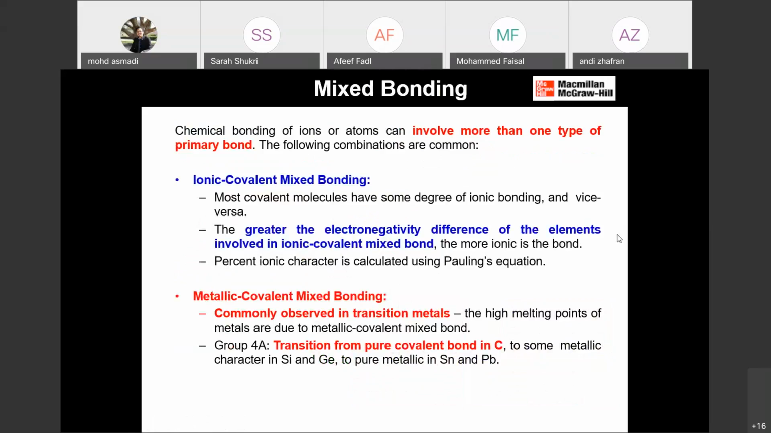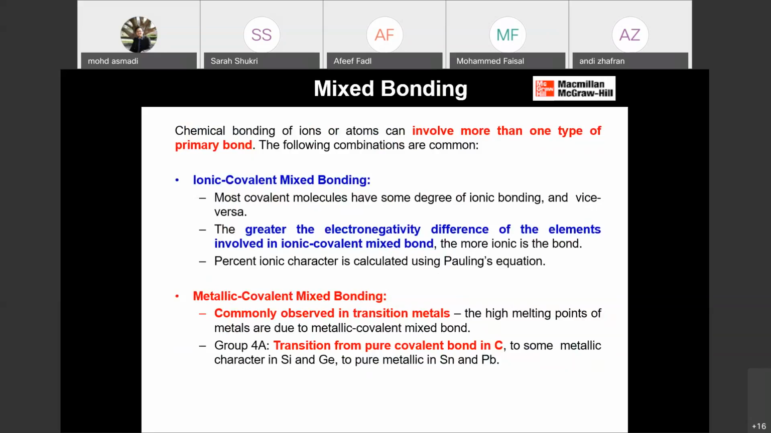There's another type which we generally call mixed bonding. It involves more than one type of primary bonding, like ionic and covalent, or metallic and covalent bonding. If you look at here, we can calculate the electronegativity difference, right? The greater the electronegativity difference of the elements involved, the more ionic the mixed ionic-covalent bonding. So it's possible to have ionic and covalent bonding together, and the percent of ionic character is calculated by Pauling's equation.